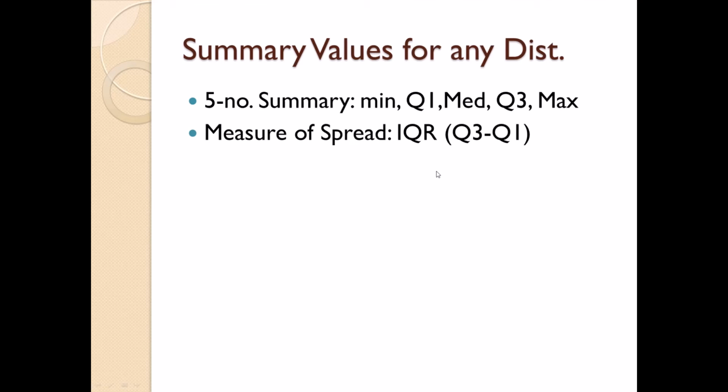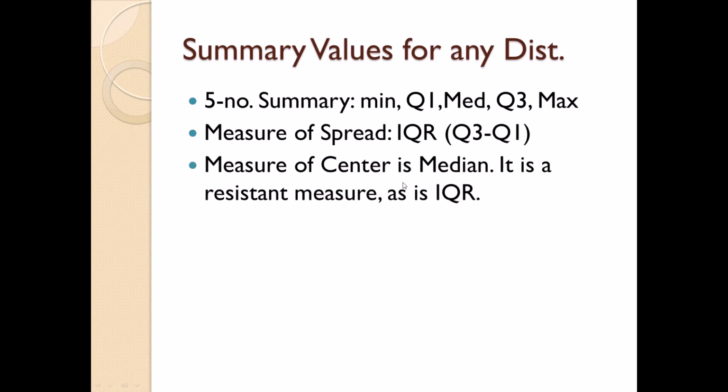The measure of spread for any distribution would be the IQR, Q3 minus Q1, which reminds me, I don't have it listed, but we also had range as a measure of spread. That was maximum minus minimum. Although we didn't use it very often, it wasn't a great measure due to its non-resistance to outliers. The measure of center of choice in any particular distribution would be the median, as it's resistant, just like your IQR is.